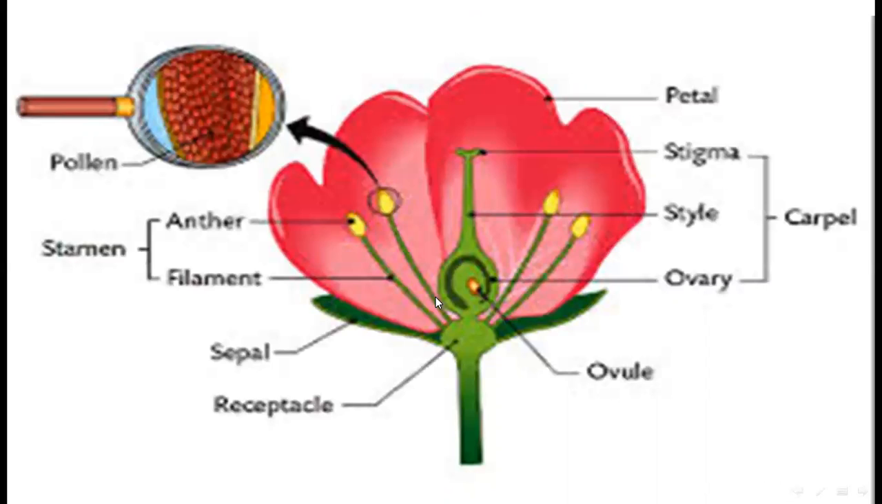Here you see in pollination, this one is called pollen. This is the anther, filament, sepal. That one is called petals. This one is stigma, style, ovary. The female part of the plant is called carpel. The male part of the plant is called stamen. I hope you understand the structure of a flower.